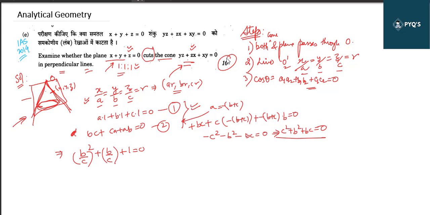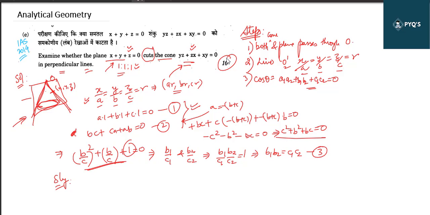plus 1. So it means this is a quadratic, and suppose b1 by c1 and b2 by c2 are the two roots, then the product b1 by c1 into b2 by c2 should be equal to the product of roots of a quadratic equation, which is c by a, that is equal to 1. It implies b1 b2 equals c1 c2. So that is equation number 3. Similarly, we can find a1 a2 equals b1 b2. So this is equation number 4.